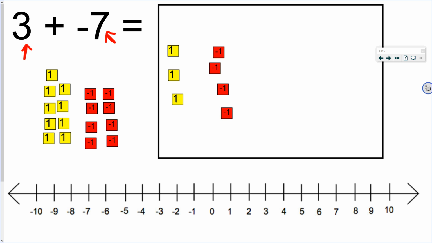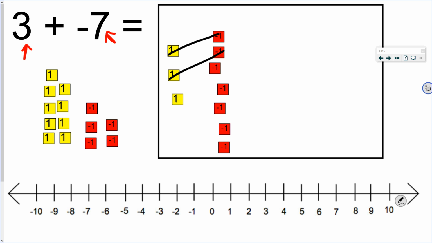So to drag these over, I think you guys can tell that our answer is going to be a negative. It kind of has to be. We have so many more negatives than positives. So this negative and this positive will cancel each other. This negative and this positive will cancel each other. This negative and this positive will cancel each other. Which leaves us with 4 negatives, which is the solution.